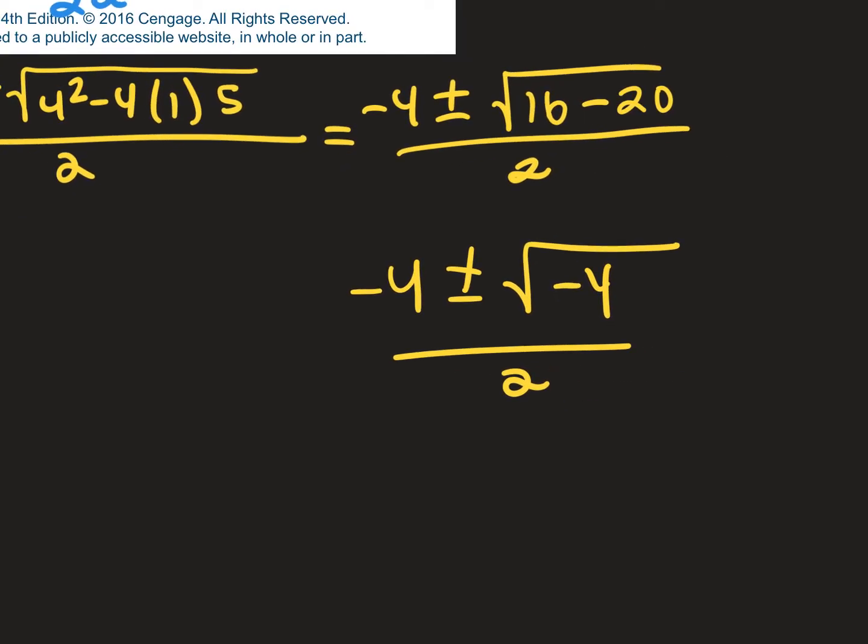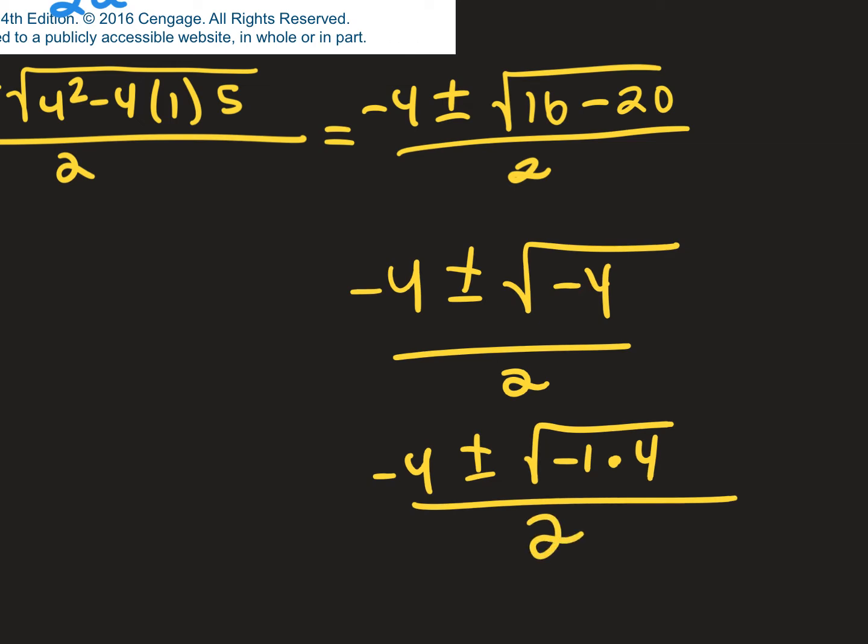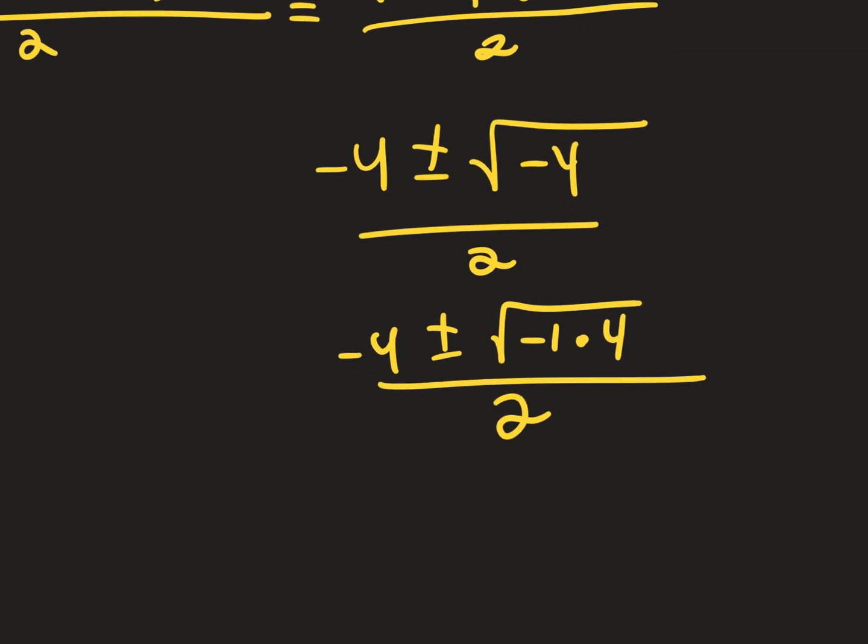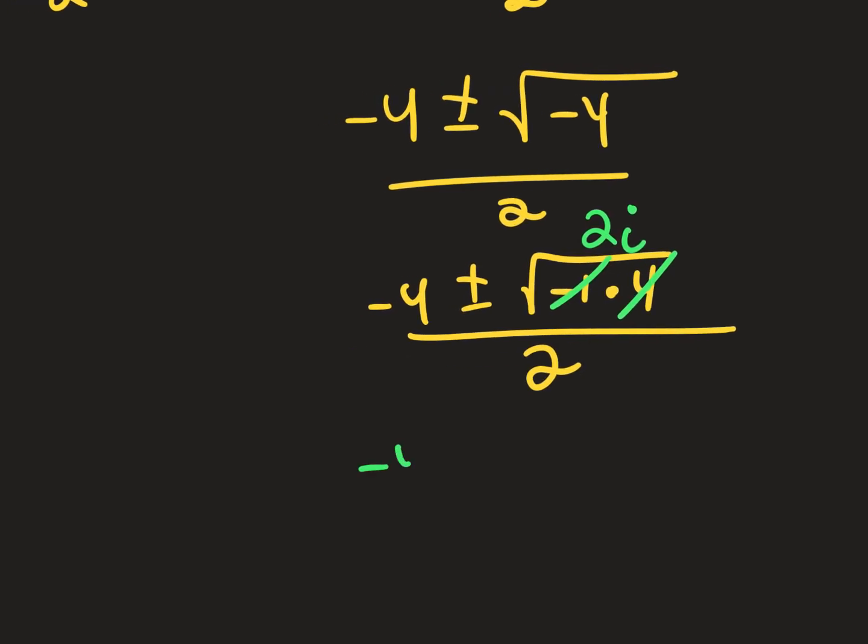Do you see that negative underneath? That means what's going to be in your answer? An i. So if you need to, separate it. It's a negative 1 times 4. So you see that there's an imaginary in there that has to come out. So when you take out that imaginary, the square root of 4 is 2. The square root of negative 1 is i. So you're left with negative 4 plus minus 2i over 2. Are you done? You have to simplify.